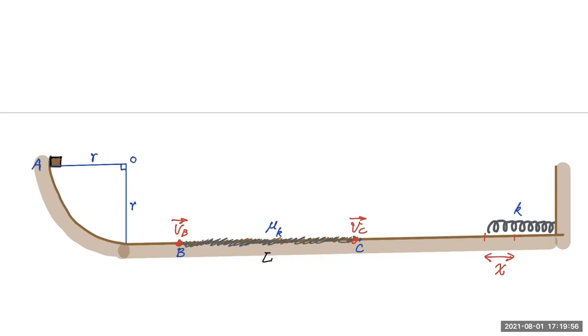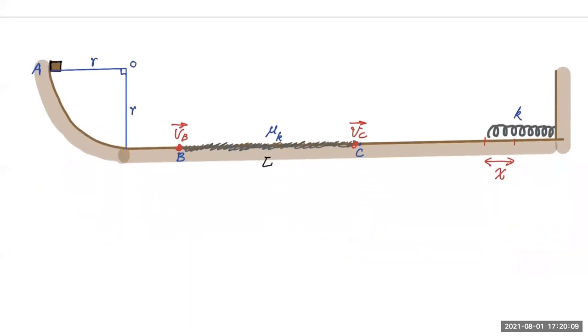Between the initial launch point, point A, and point B, there is no non-conservative force doing work. I mean, there are only two forces. You have gravity, you have normal force, and clearly normal force doesn't do any work because again it's always perpendicular to the direction of motion. So I do have EA equals EB. Okay, that I can still write.